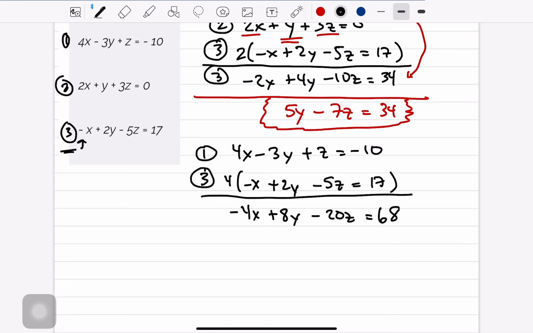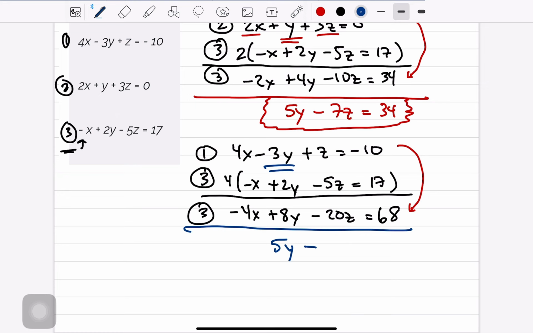So now what I've done is I created my new equation 3, but now I have to add it to equation 1. I haven't added it to 1 yet, so I'm going to add them together, and I'm going to go straight down, right? So 4x minus 4x, I'm going to draw a line. That's 0x, so I'm not going to worry about that. Then negative 3y plus 8y, that's 5y, right? I have the negative 3 from right here. And then lastly, we have negative 19z because that's z plus negative 20z. And then at the end, we have negative 10 plus 68. That should be 58. And I come up with my second new equation.